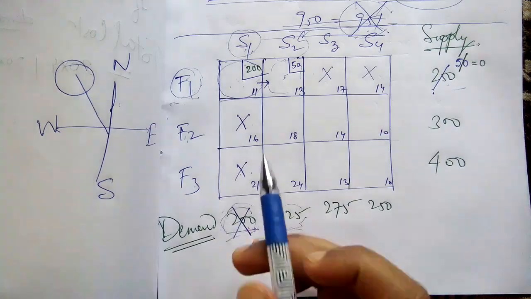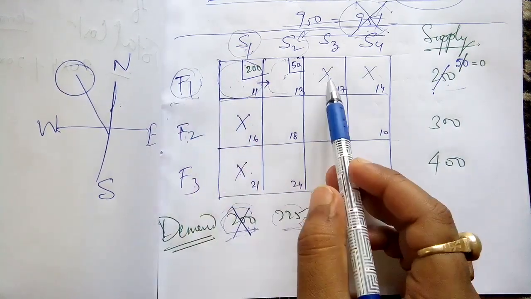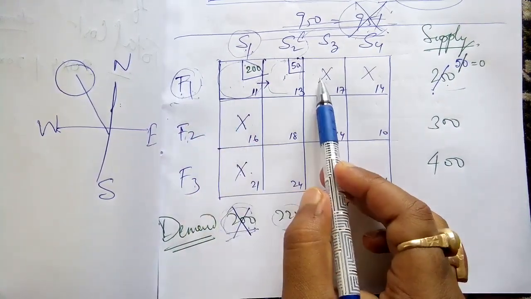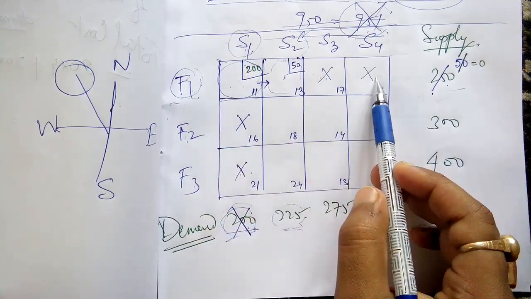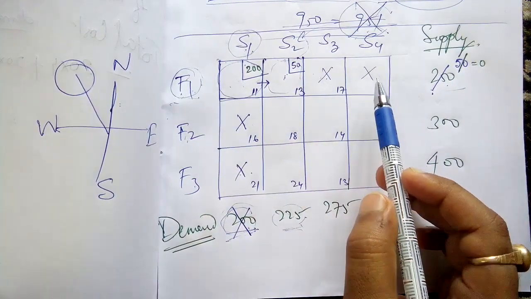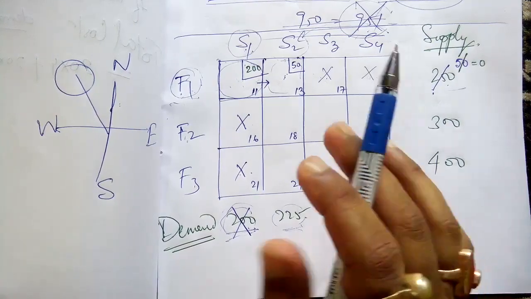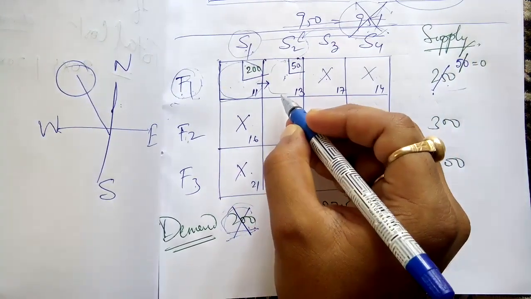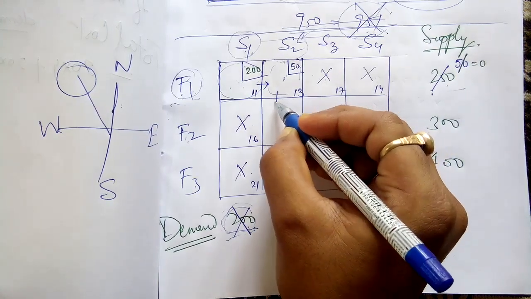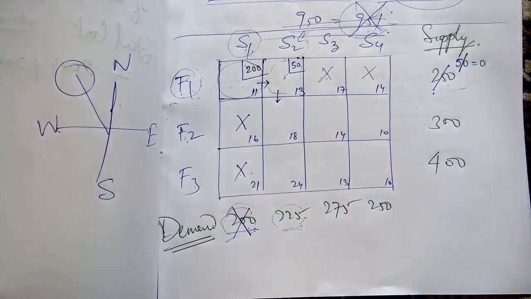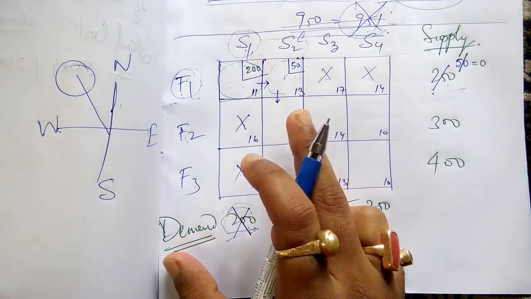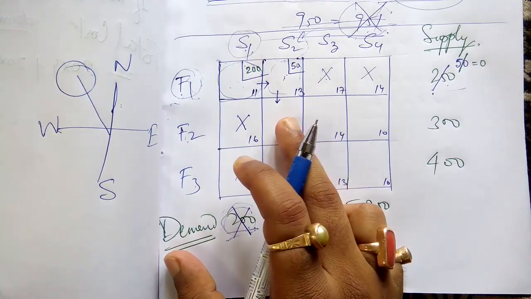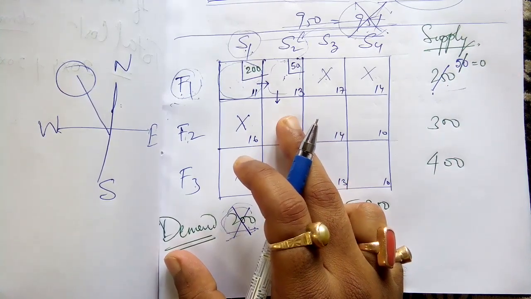Why I will cut these boxes is very simple, because I am not going to supply any goods from factory 1 to shop number 3 and factory 1 to shop number 4, because factory 1 does not contain any more goods. The northwest corner method tells that now you come to this box. This box means you have to supply goods at store 2 from which factory?